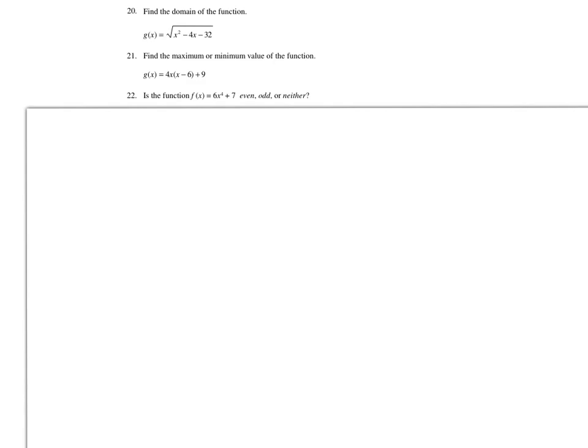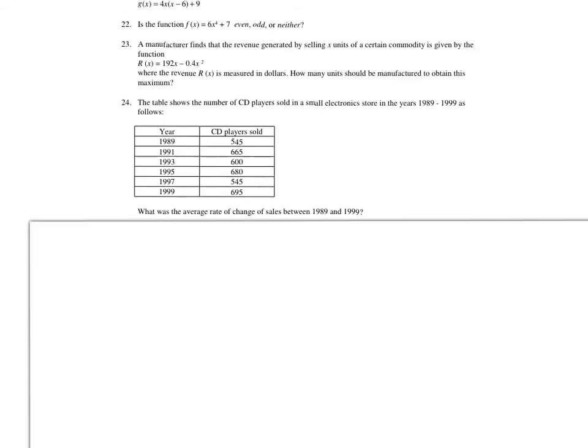All right, number 22, even, odd, or neither. I'm going to plug in a negative x here. So that gives me 6 times negative x to the 4th plus 7. So negative x to the 4th is just x to the 4th. See, nothing changed, so if nothing changes, that's going to be even. All right, next up here, number 23, I'll let you guys do on your own. Just finding the vertex, because it's a maximization problem, so we want the maximum.